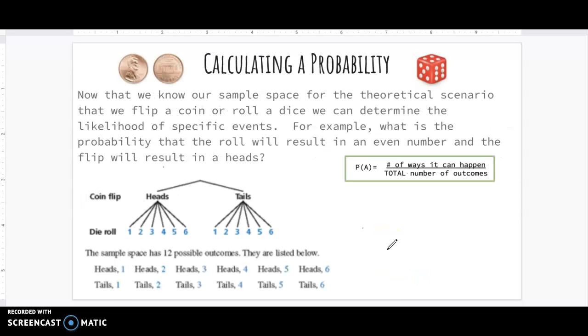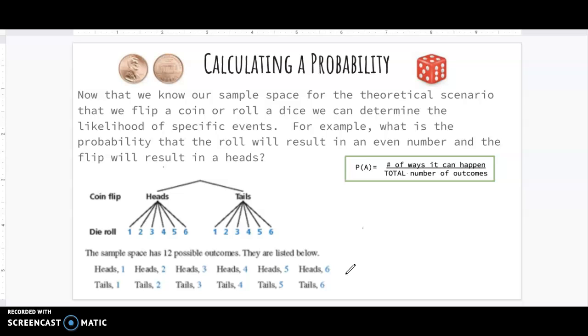Okay, so let's look at an actual problem so we have some context. We just went through all of that work of coming up with this sample space for flipping a coin and then rolling a dice. Sorry, my bamboo pad's acting up a little bit. We came up with our 12 different possible outcomes, right? So now I want to know, what is the probability that the roll will result in an even number and the flip will result in a heads? That means that both of these things have to happen. I have to have both an even number and a heads.